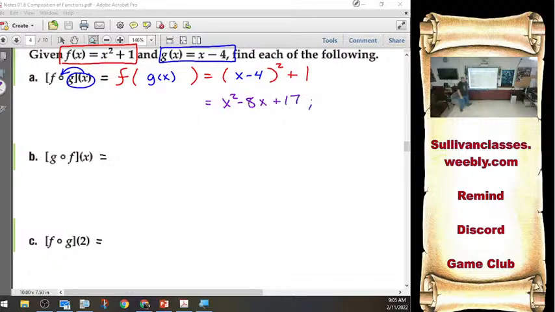Okay. Now, when I find the domains of these, you got to be careful because the domain of one becomes the range of the other, and the range of one becomes the domain of the other.